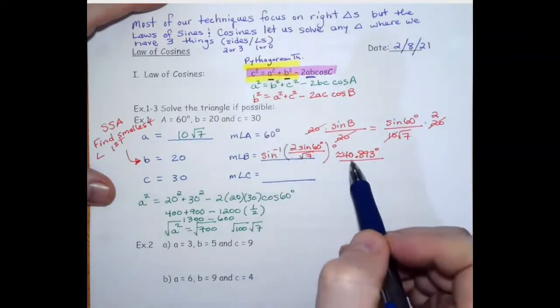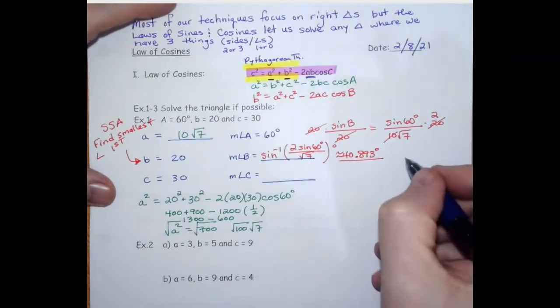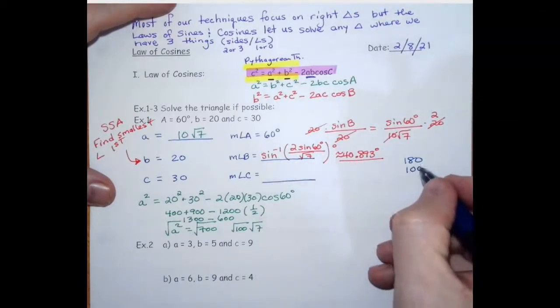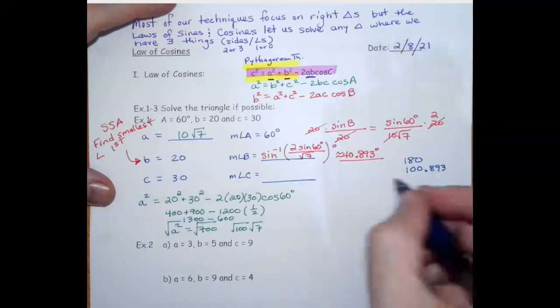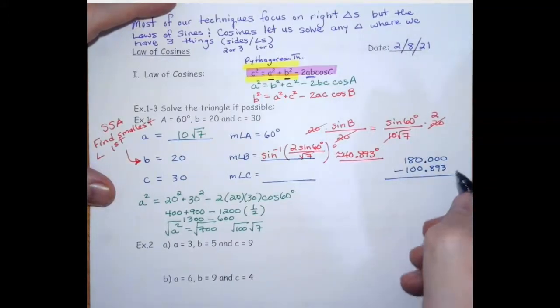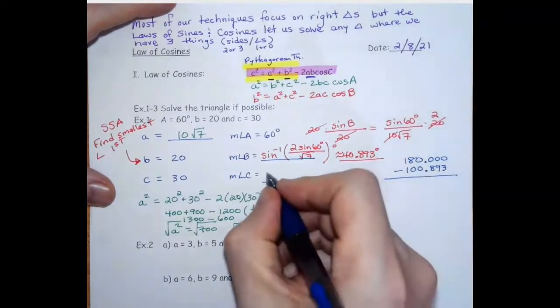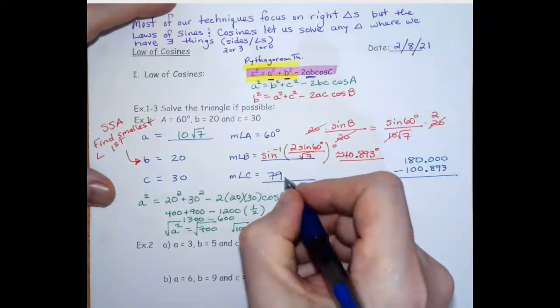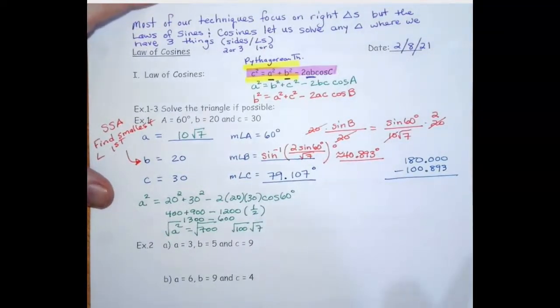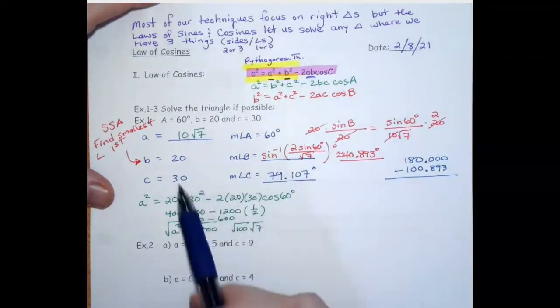Okay? Now, at this point, what we would do is we have two angles. So we would just add those together and subtract from 180. So we would take 180, and if we added those together, that would be 100.893. So if we subtracted that, that's going to be 79.107 degrees. Okay, and now the triangle is solved. We have all the sides and all the angles.